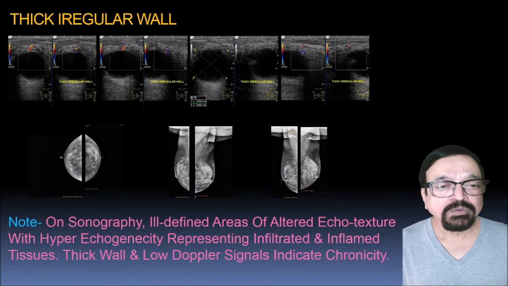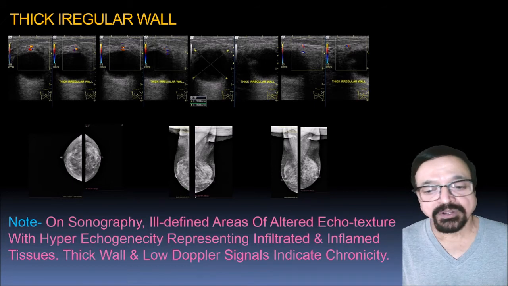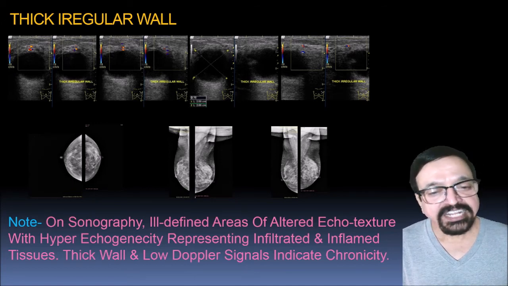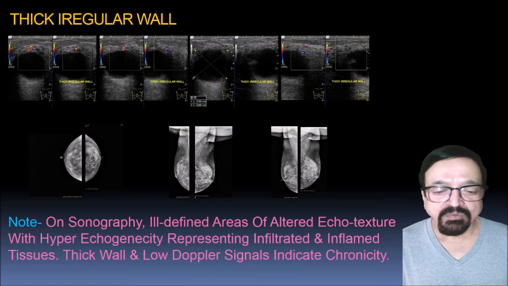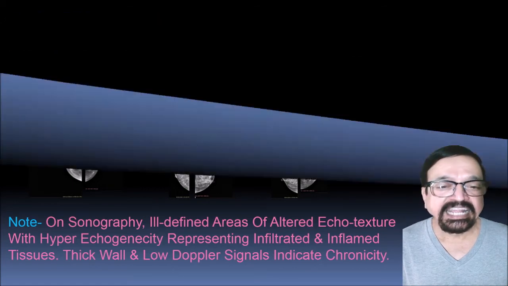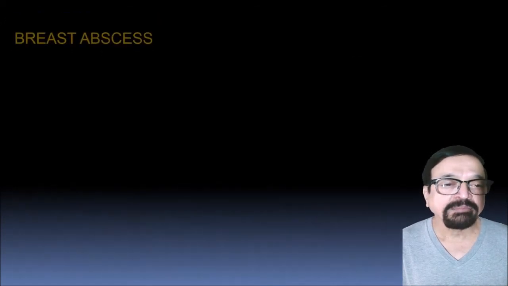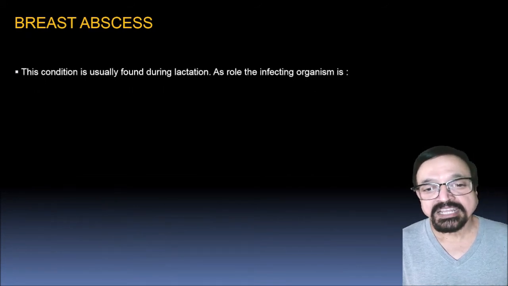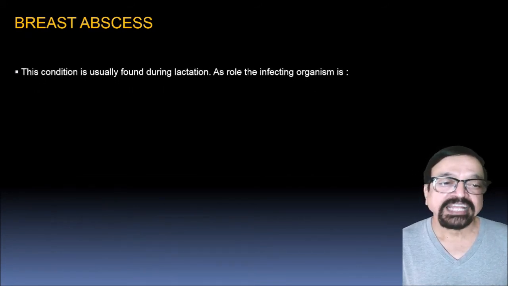Now again, acuteness or chronicness, the most important feature is history taking. On sonography, ill-defined areas of altered echotexture, then infiltration into soft tissues, thick wall and low Doppler signal indicate again it's chronic, and again it will mimic a malignancy. The main role is by both sonography as well as mammography.